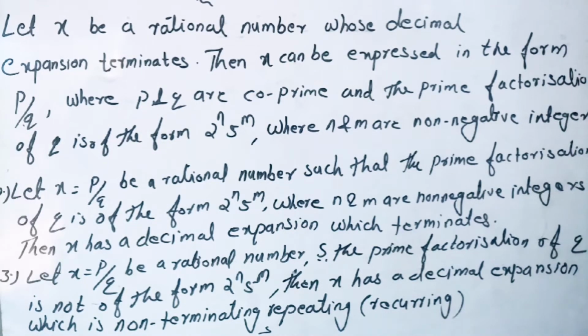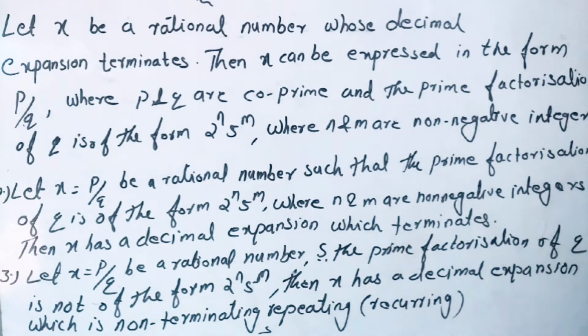You need not bother about the numerator. Check whether the denominator is of the form 2 raised to n into 5 raised to m. If it is of that form, then we can conclude that the decimal expansion corresponding to X terminates.